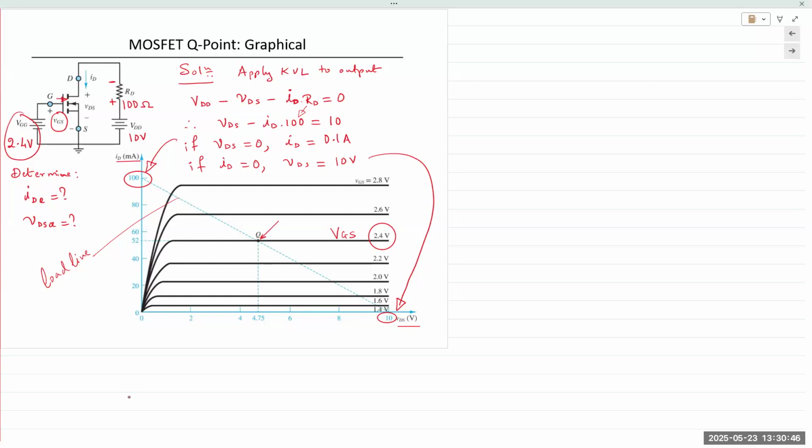Again, same standard procedure. We extend the coordinates of this point, which gives us the Q point values for VDS and ID. So VDSQ is approximately equal to 4.75 volts, and IDQ is equal to 52 milliamps.